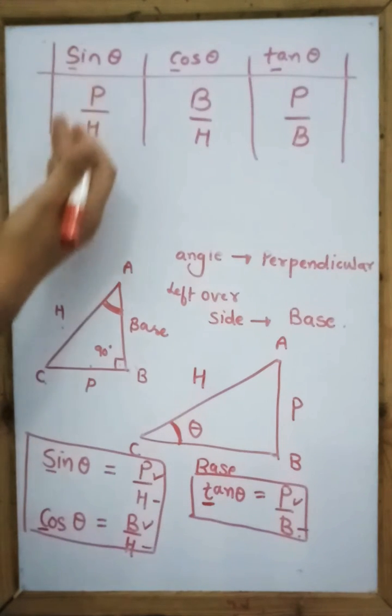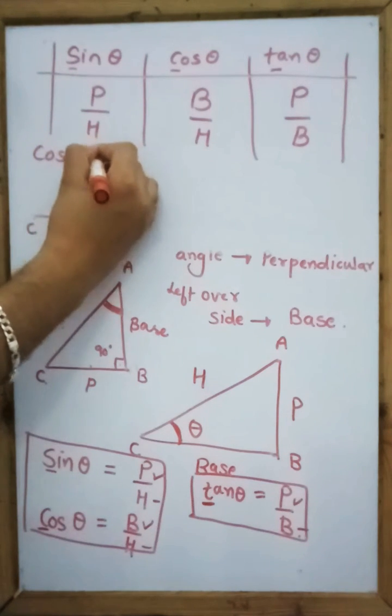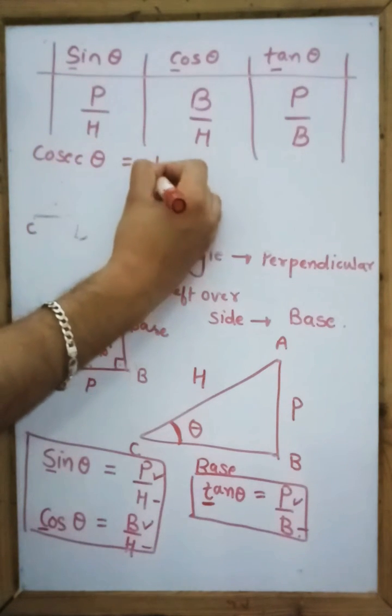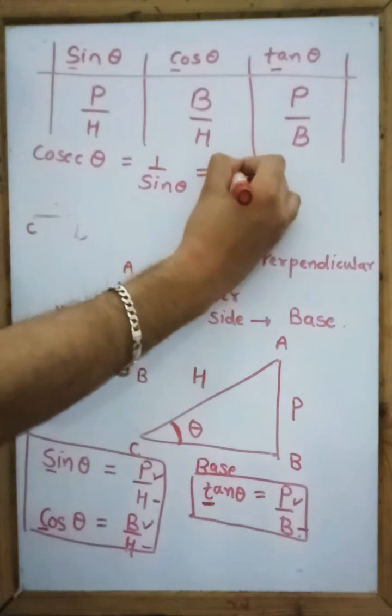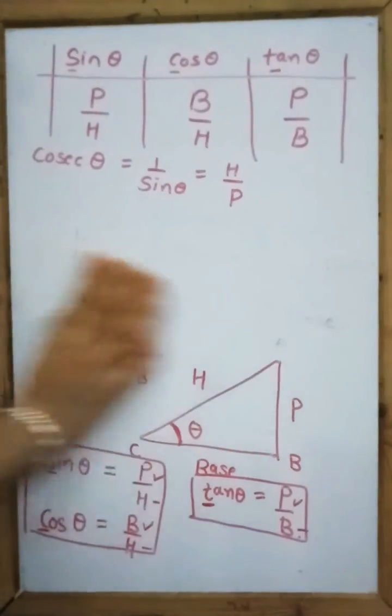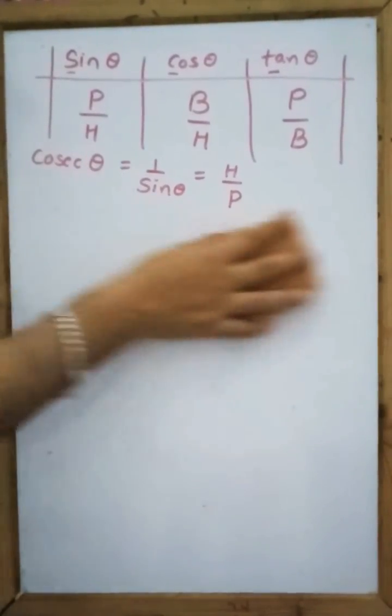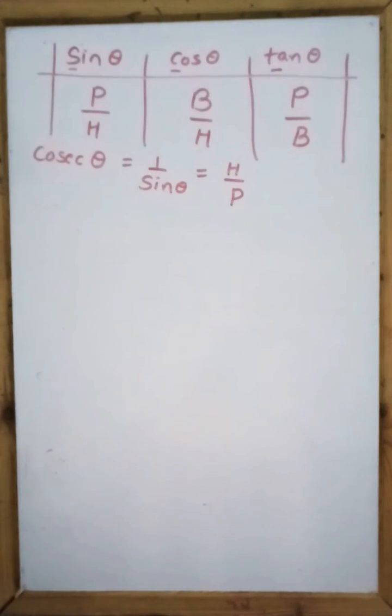So one is sine, and then one is the reciprocal of sine, which is called cosecant. Cosecant theta is the reciprocal of sine theta, having a formula H by P. So this is cosecant theta. Then we have the reciprocal of cos and tan as well. The full form of cos is cosine. The full form of tan is tangent.